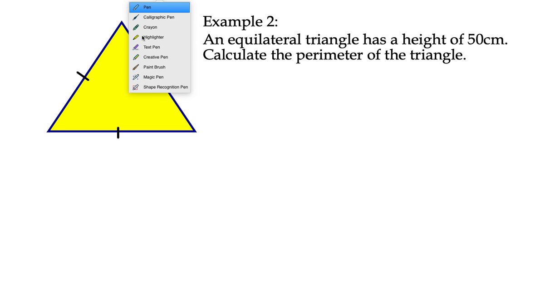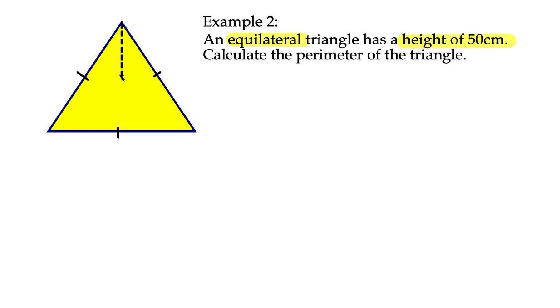So let's just have a look at a couple of clues. It says that the triangle is equilateral, and that's emphasized by the fact that there's 3 dashes, meaning the sides are all the same length. It's got a height of 50 centimeters, which means you really should be marking in where the height is. Remember, the height goes from the highest point, or the vertex, down to the right angles to the base. So there's our height, and we can write in that it should be 50 centimeters. And then it says calculate the perimeter of the triangle.